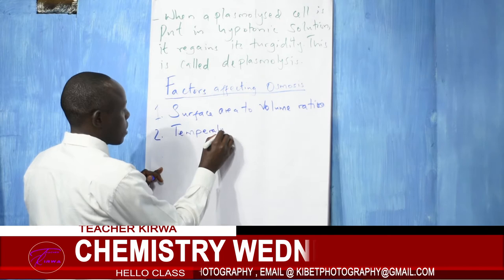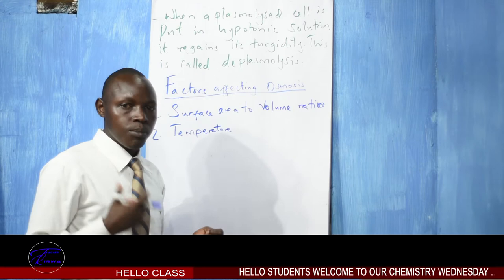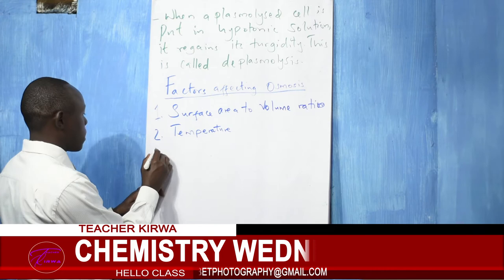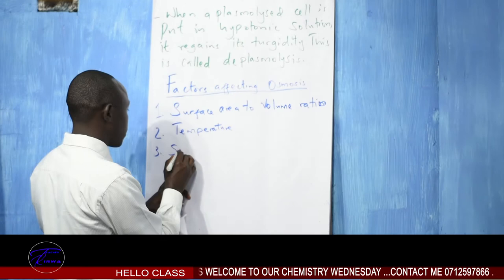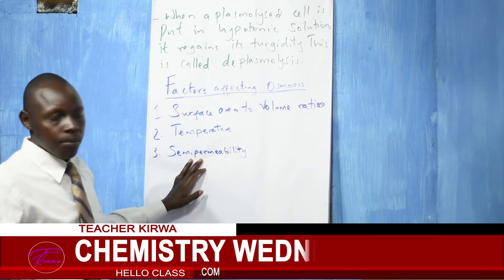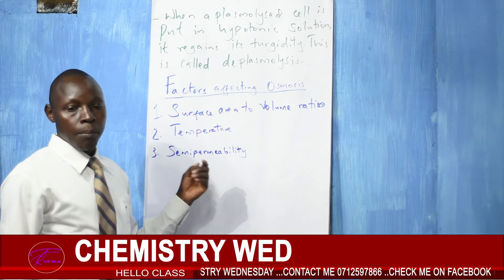Again, as we said in our previous lesson, temperature increases the vibration of particles. So when there is a high temperature, the vibration of particles is increased, and therefore there is increased osmosis. Three, we have thickness of membrane. We can say semi-permeability of the membrane. You remember we said a cell membrane is semi-permeable. Now, anything that affects the semi-permeability of the membrane affects the rate of osmosis.